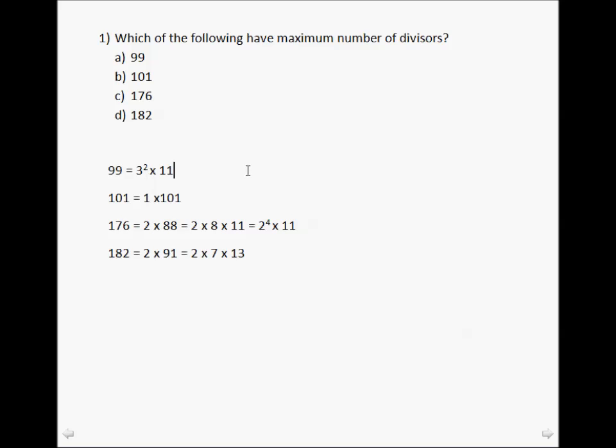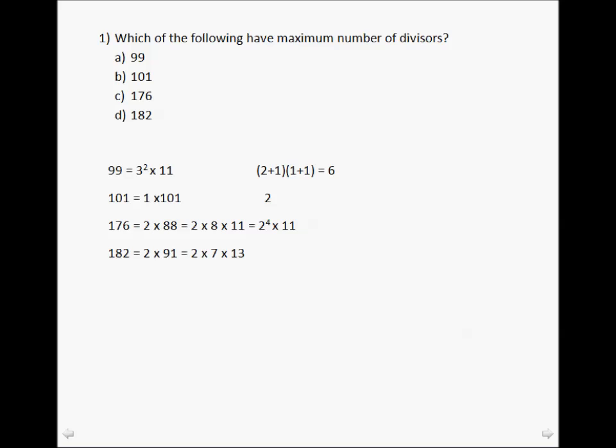Now we have to find the number of factors of all these. So the number of factors of this would be 2 plus 1 into 1 plus 1, which is equal to 3 into 2, 6. So 6 factors. The number of factors of this would be 1 plus 1. This would be 2 only, right? So the number of factors of this would be 2 only.